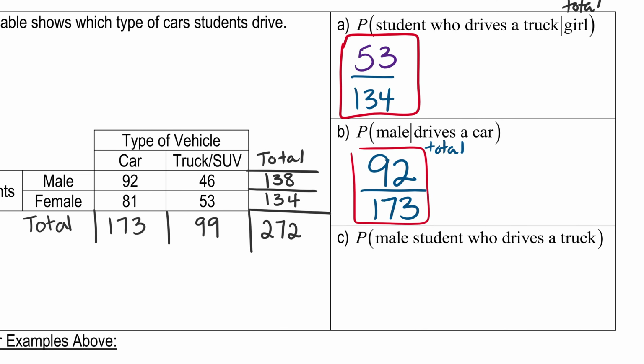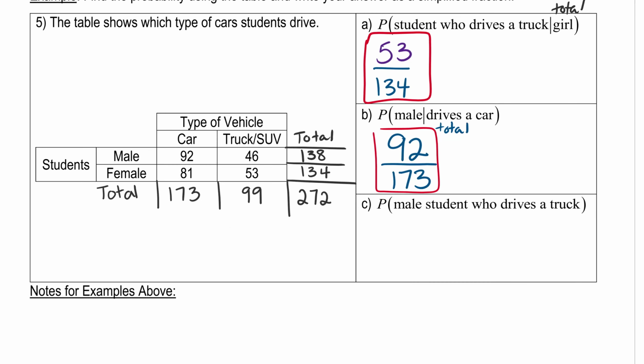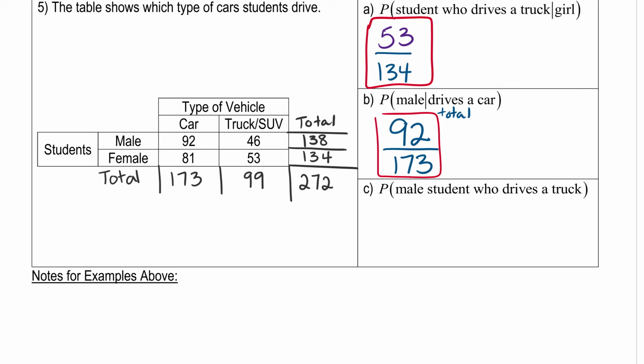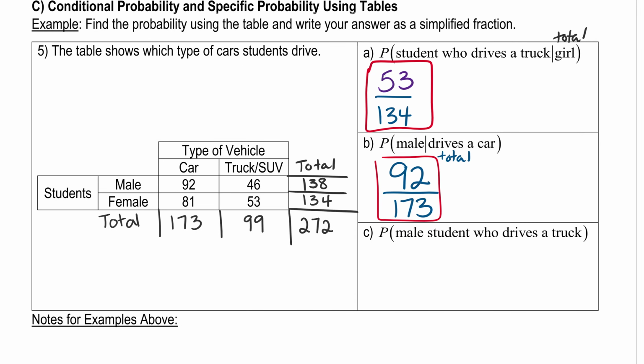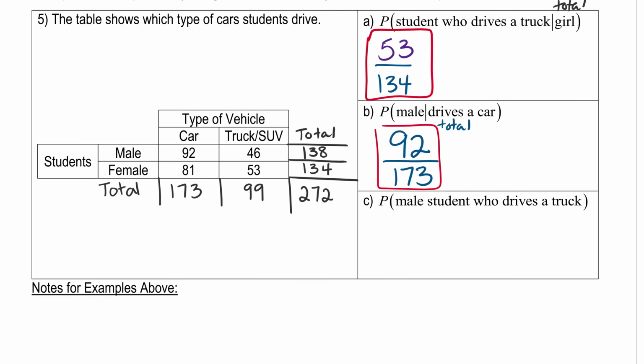Okay, that's normal conditional probability, because you have that vertical line in the middle. That's how you know. But look at the last one, C. It says probability of a male student who drives a truck. That is what we call specific probability. Specific probability is when I have this whole table of data, and I want to know specifically one subgroup out of the total of everybody.